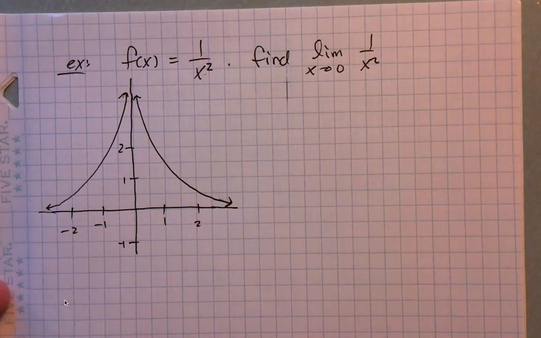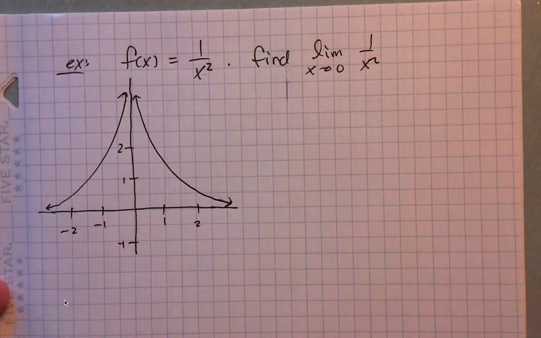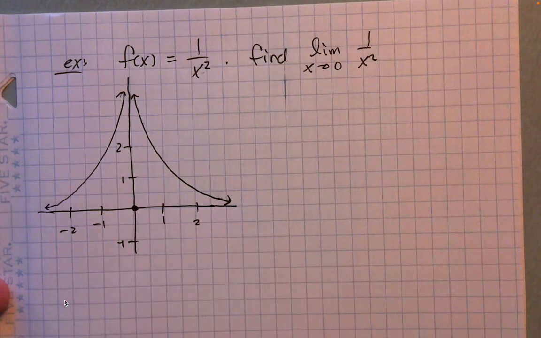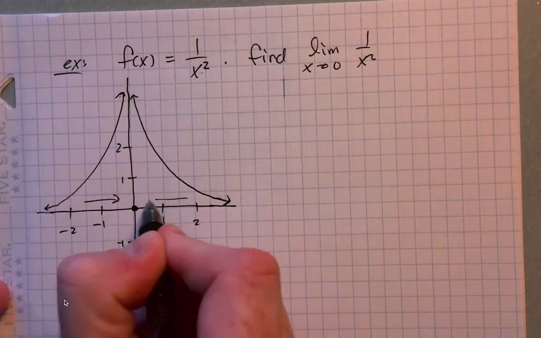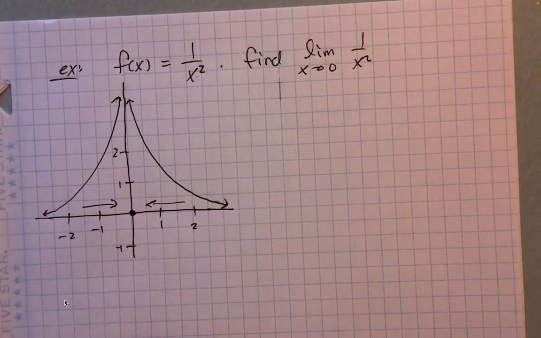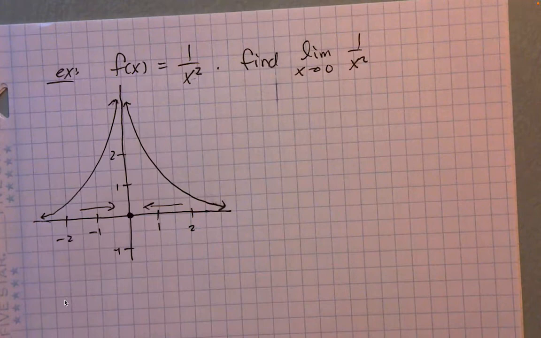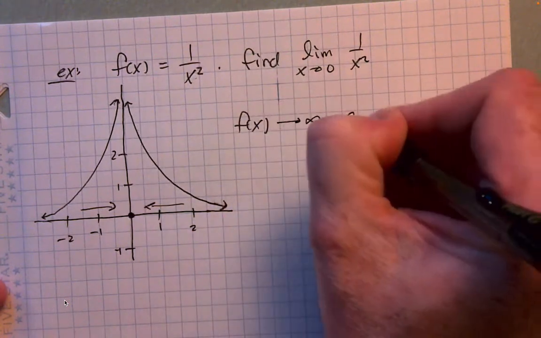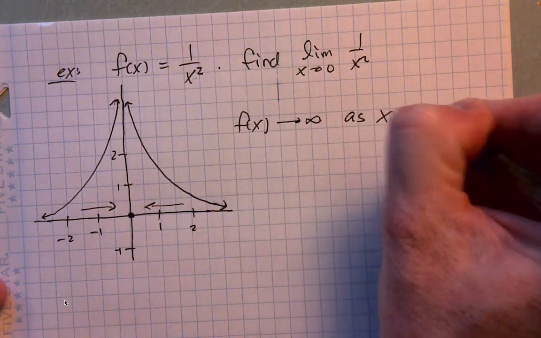So we're interested in the limit here. What happens when we approach x equals 0? Here's the limit point. What happens when we approach it from both sides? Well, as we move closer and closer to 0 from the left-hand side and from the right-hand side, the function heads off to positive infinity, doesn't it? The value of the function grows without bound as we get closer and closer. And so f of x goes to infinity as x goes to 0.